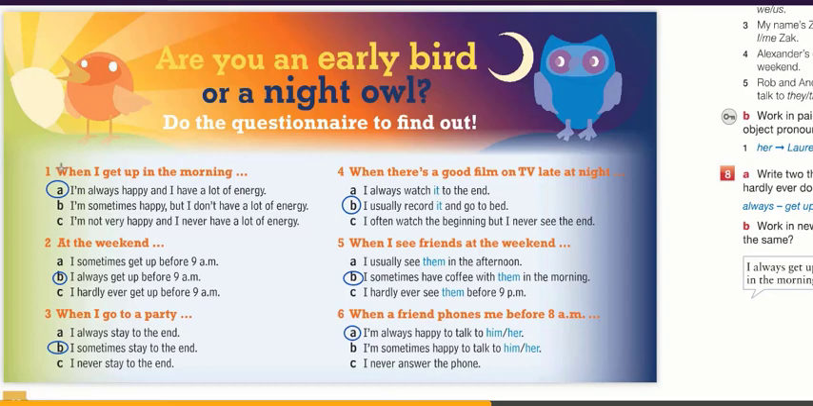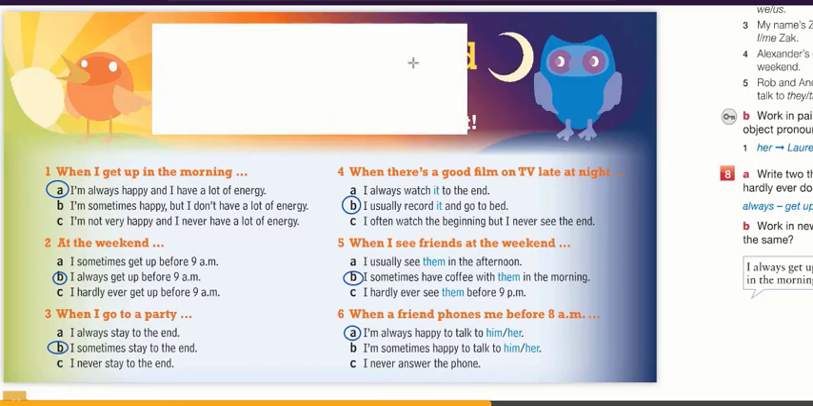Okay, so here we say number one, A, B. Let's write it here. So one is A, two B, three B. And four is B, five is B, six is A.